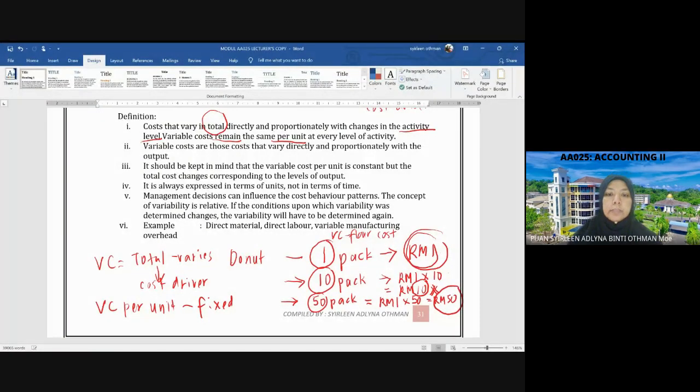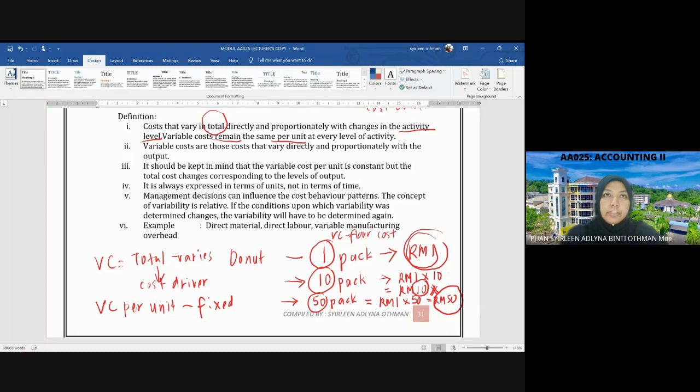Okay, so apa dia variable cost in the production? Alright, so variable cost in the production ada banyak sebenarnya. Okay, antara contoh dia macam direct materials, okay, direct labor, lepas tu variable manufacturing overhead. Okay, manufacturing overhead ialah your product cost as well kan, di dalam kilang.